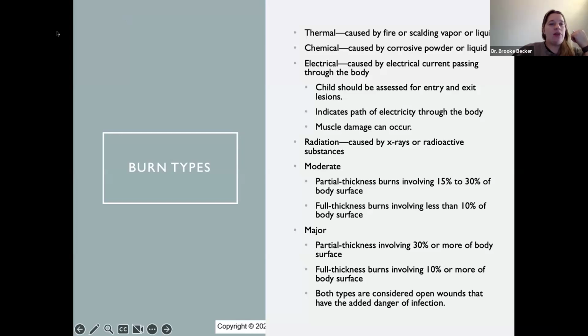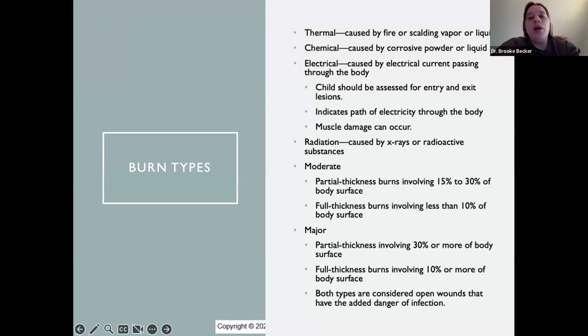Alrighty. We're going to talk about different types of burns. Any questions about anything before we start talking about the burns? No? Okay. All right, so burn types.